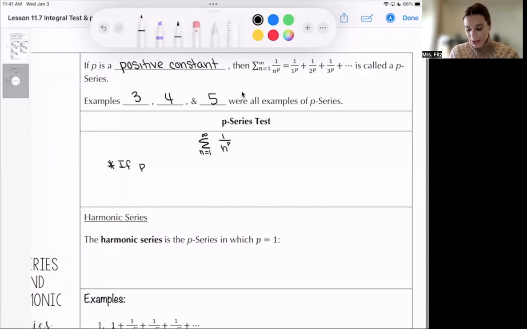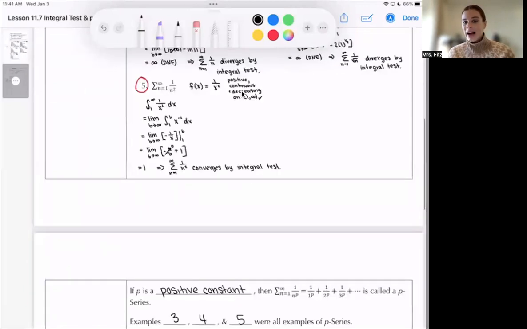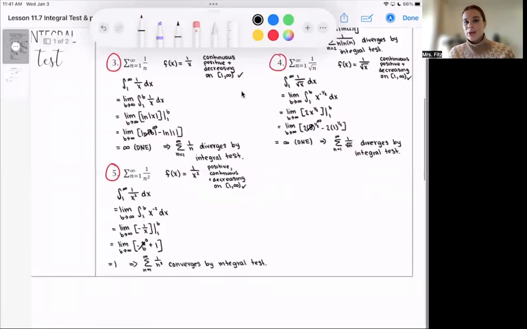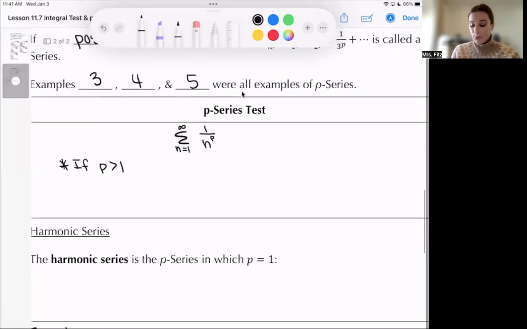p is greater than 1, now actually, let's take a sneak peek at those three tests. Notice 1 over n to the first was number 3. 1 over n to the 1/2 was number 4. Those both diverge. Number 5 was 1 over n squared. That one converged. So if p is greater than 1, then the p-series converges. Okay.